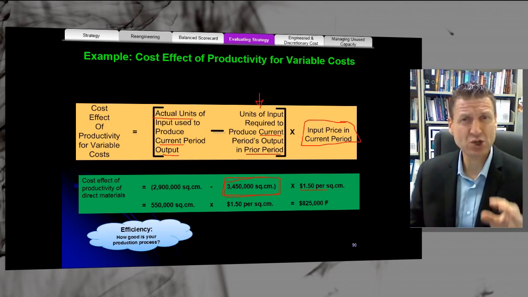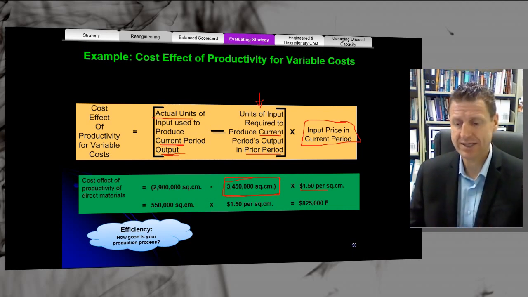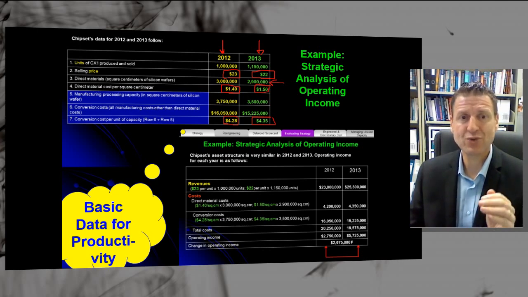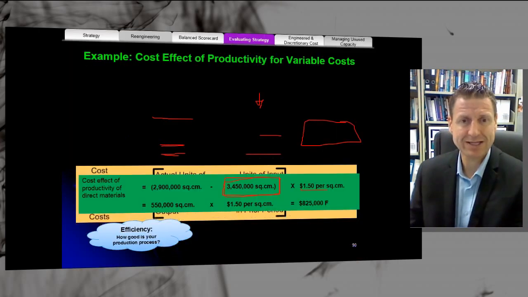What are the actual units of input used to produce the current period output? So this is just actual, there's no special calculations here, and we just need to go back to the data. So let's have a look at what we got. The data is there, there's no lying here. Look, it's 2.9 million square centimeters of silicon wafer. So that's where we got the data.